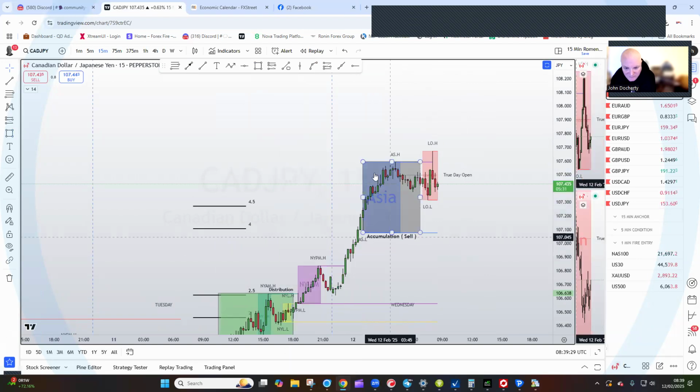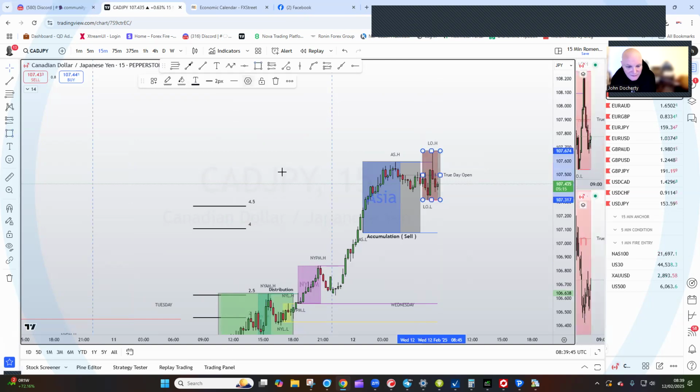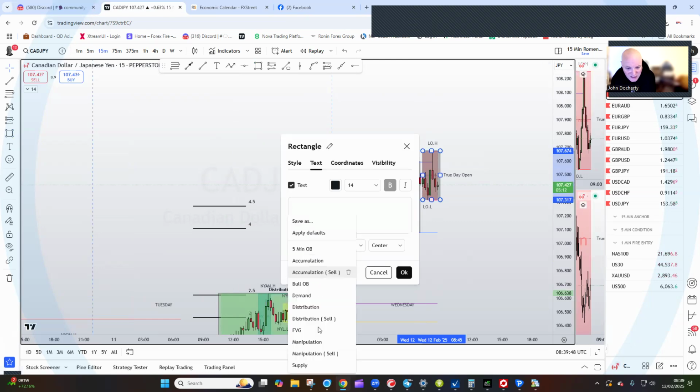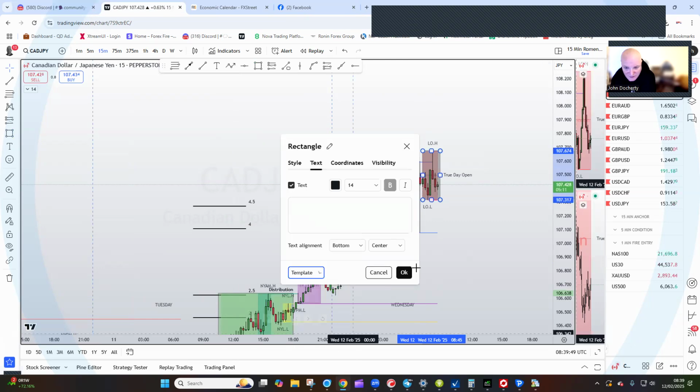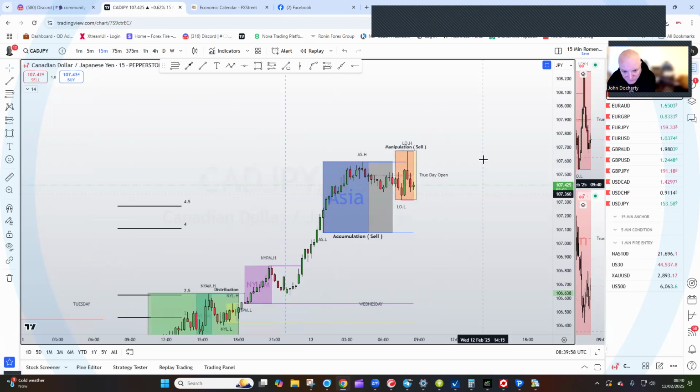You can see here, this is where price was doing through Asia. We've had a breakout, so we could do a box here, and that is the manipulation sell side of things. What's happened is we've accumulated this, and we've had a breakout of this session.